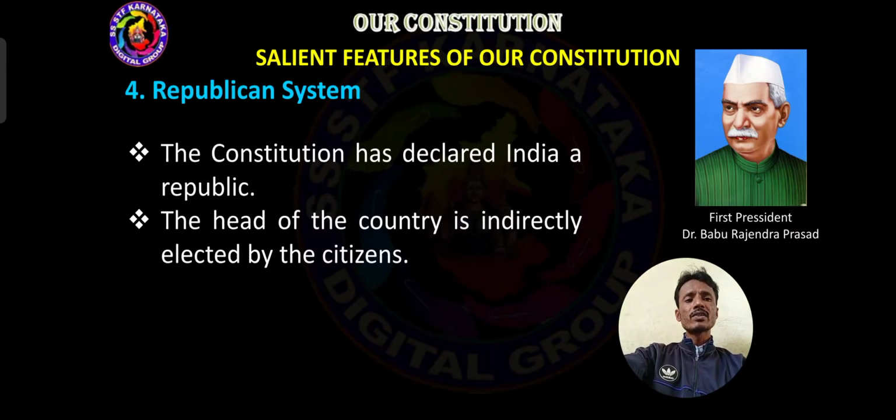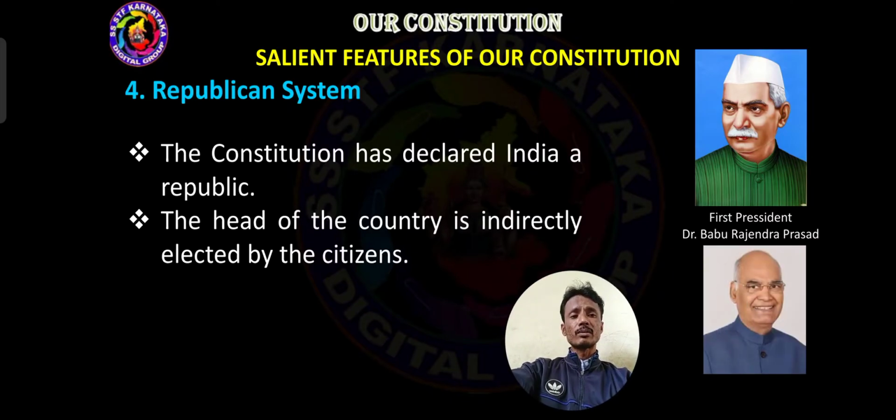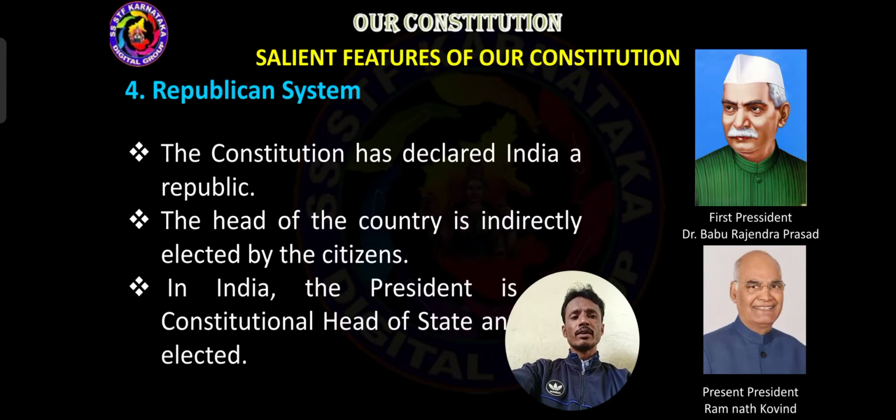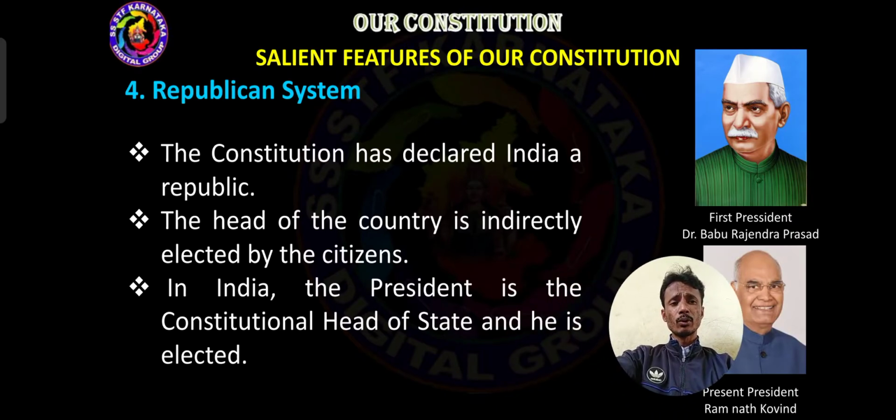So there, first president, Dr. Babu Rajendra Prasad, the first president of our Indian country. We elect presidents through elections. That is a democratic system. See, present president Ramnath Kovind. In India, the president is the constitutional head of the state and he is elected.